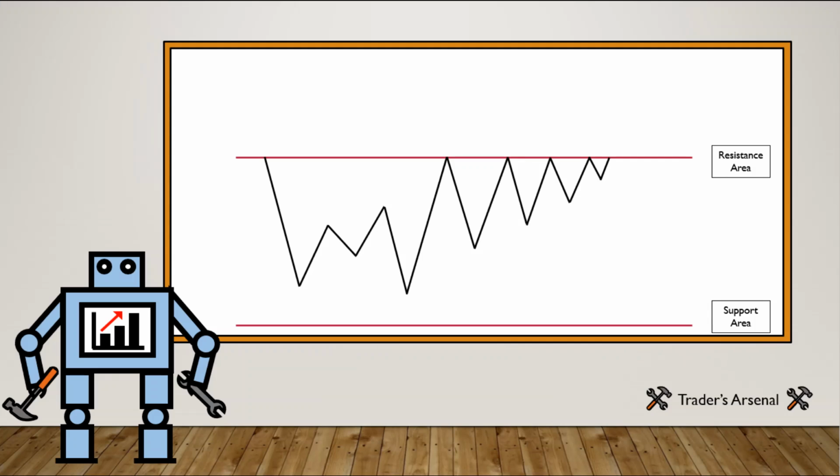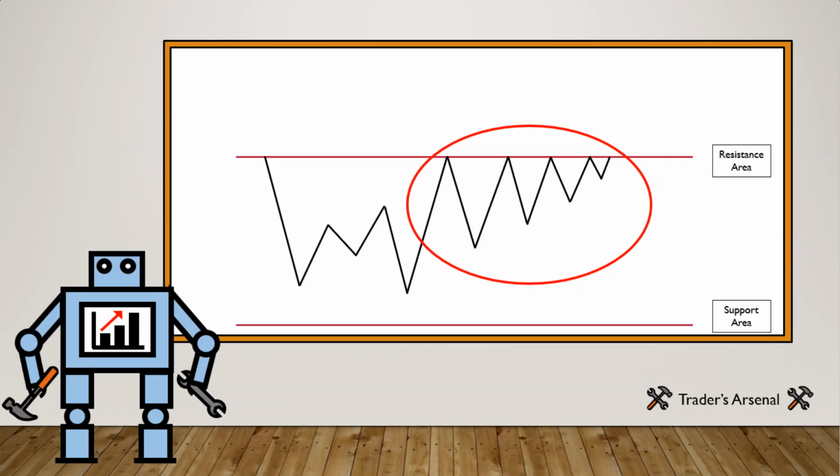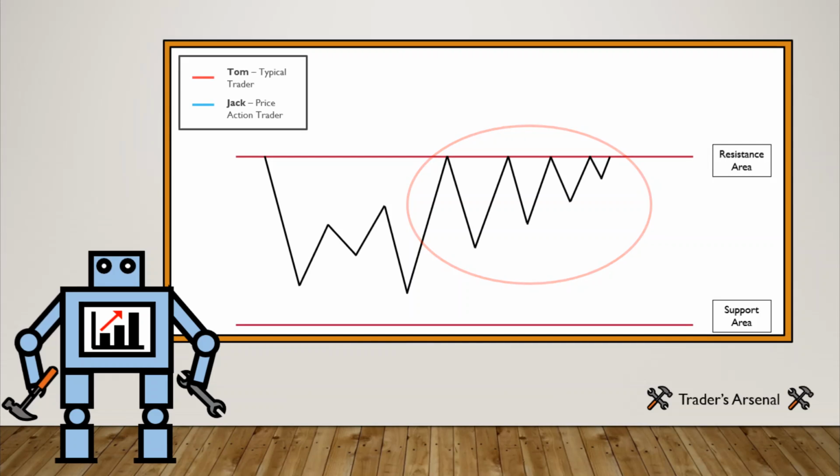Are you able to identify an ascending triangle pattern? At this point of the video, you should be able to easily identify this ascending triangle pattern here. Assuming there are two different individuals trading this market, Tom and Jack. Tom is a typical trader who loves to short near resistance and long at support in anticipation of price bouncing off. On the other hand, Jack is a price action trader who has identified an ascending triangle and is willing to go long if the price breaks out of the pattern.